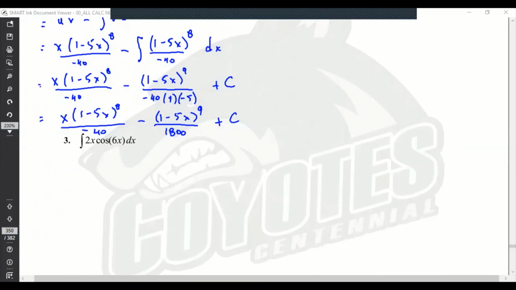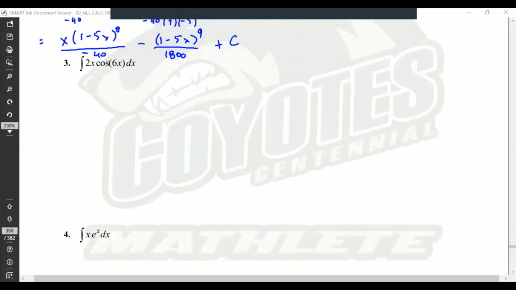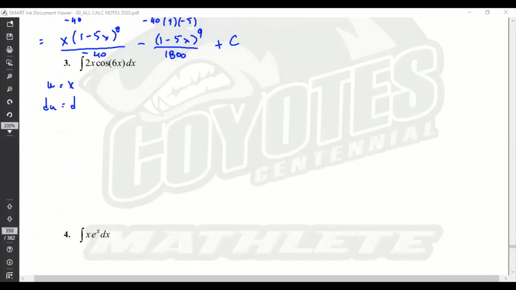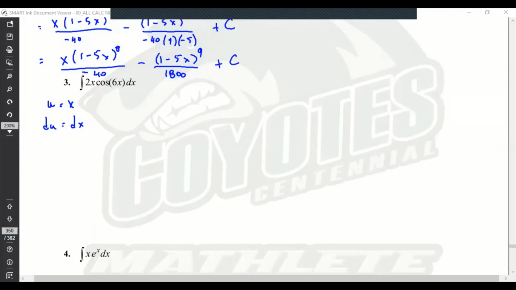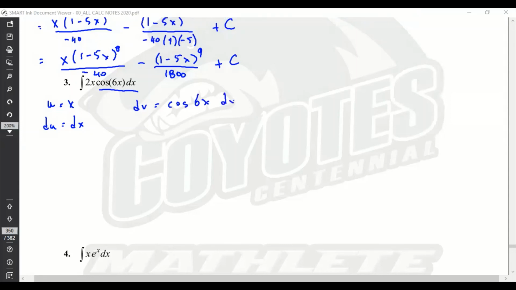Number 3. 2x cos of 6x dx. So let's make our substitutions. Let's let u equal x. du equals dx. Nice and straightforward. Let's not worry about that constant. We'll just leave it floating there for now. So if that's my du, then dv ends up being the rest of it. So dv equals cos 6x dx.